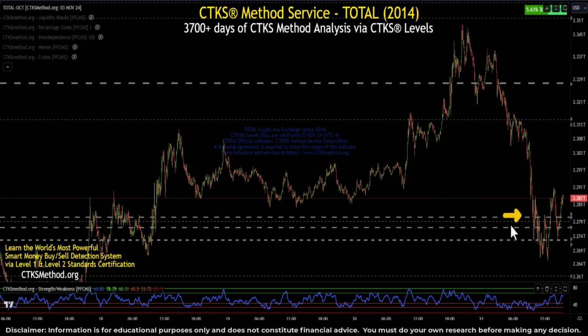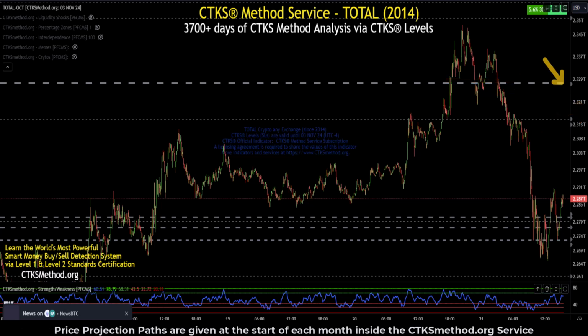Now, what does this mean to us? It means that we came down and found support and safety nets. Lots and lots of buyers were stepping in here. The CTKS method is literally the world's most powerful smart money and buy-sell level detection system. We know where the structure is before it occurs. We can look to the right with these lines and predict what could happen to price, where the buyers and sellers will interact.